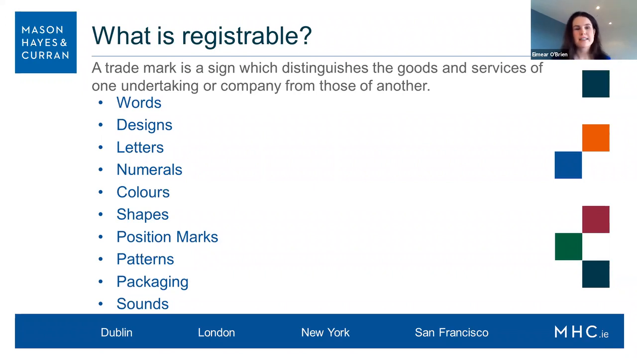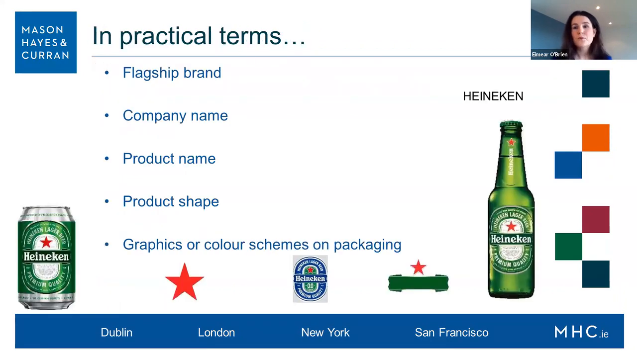And the type of elements that can be trademarked, I've set out a list of examples here. They're by no means exhaustive, but they are an example of the ones that we see most commonly. So words, designs, letters, numerals, colors, shapes, position marks, patterns, packaging, and sounds. Now, this is just a list of terms, but what does it mean in practical terms? Well, it means that we're looking at things like your flagship brand, your company name to the extent that it's consumer facing, your product name, a product shape, and the graphics or color schemes that are on your packaging or your marketing materials.